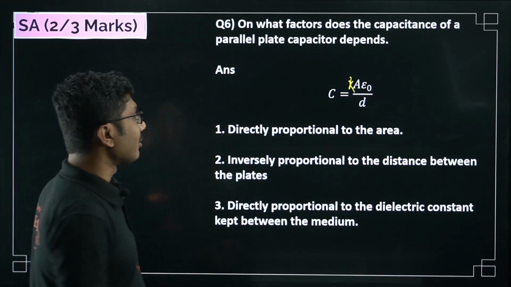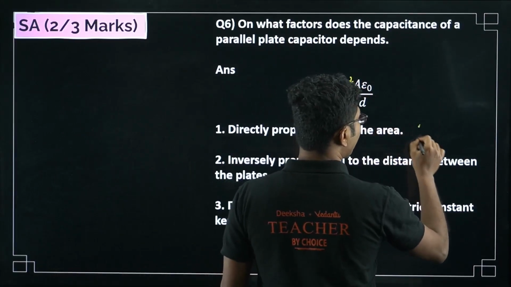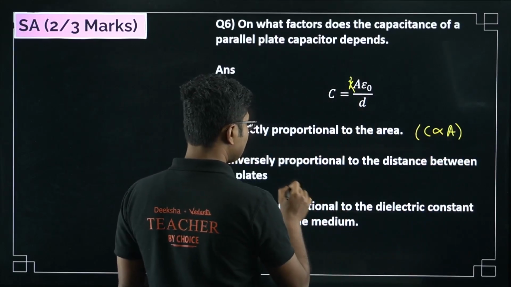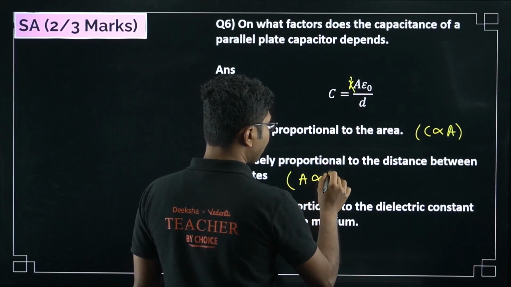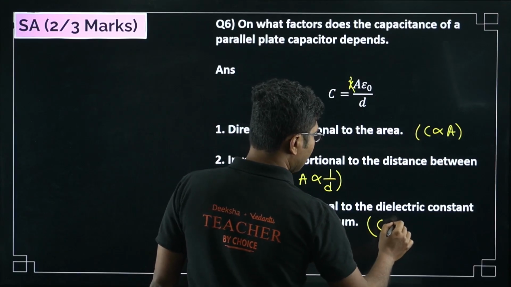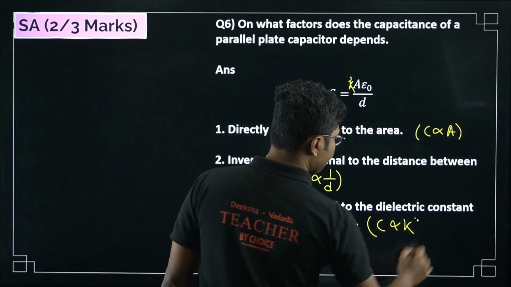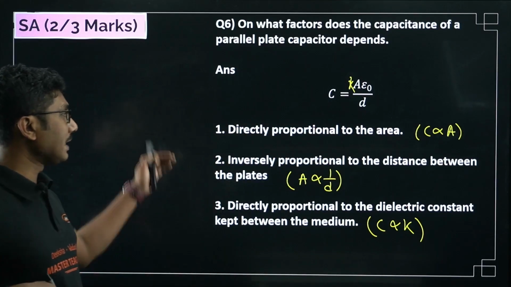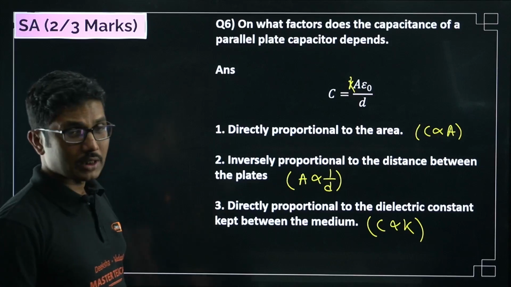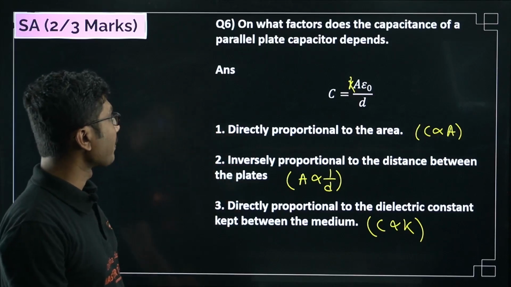So obviously C is directly proportional to area. It is inversely proportional to the distance between the plates, and it is directly proportional to the dielectric constant. Okay, so these are the 3 points. So in case it is asked as a 3 marker, you have to write all 3 points. If it is asked as a 2 marker, only 2 points are sufficient.